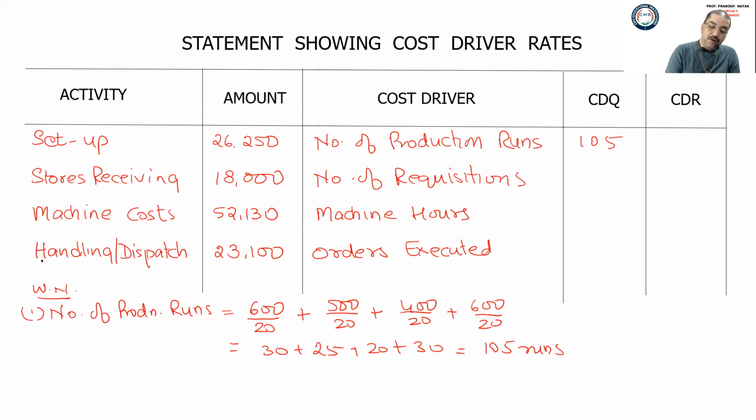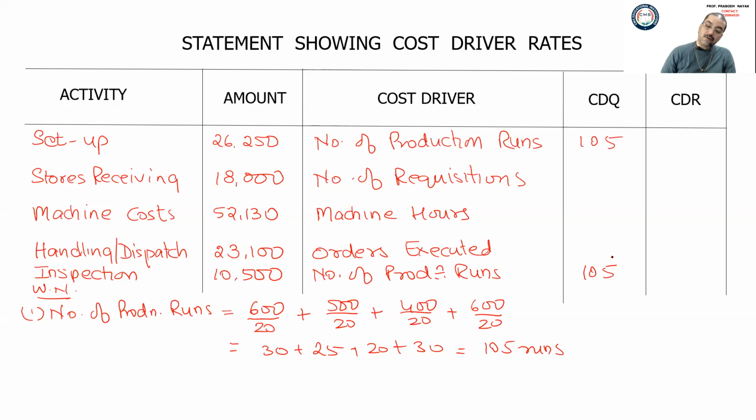Sorry, one more item I'm missing now. Inspection I have not taken. Inspection is 10,500. Write the last one: inspection 10,500. Number of production runs 105.